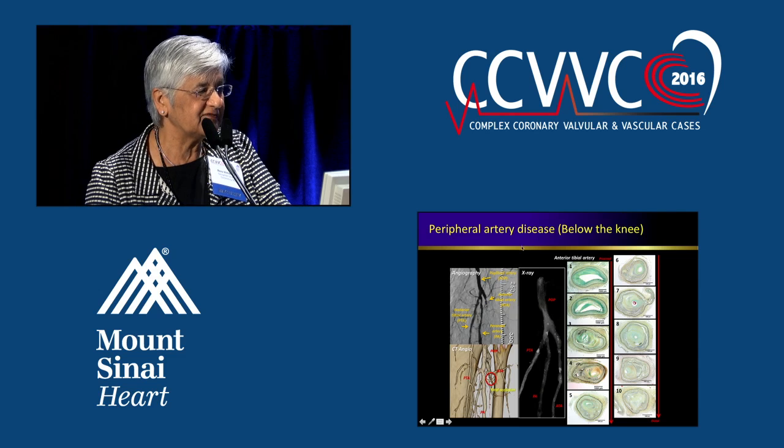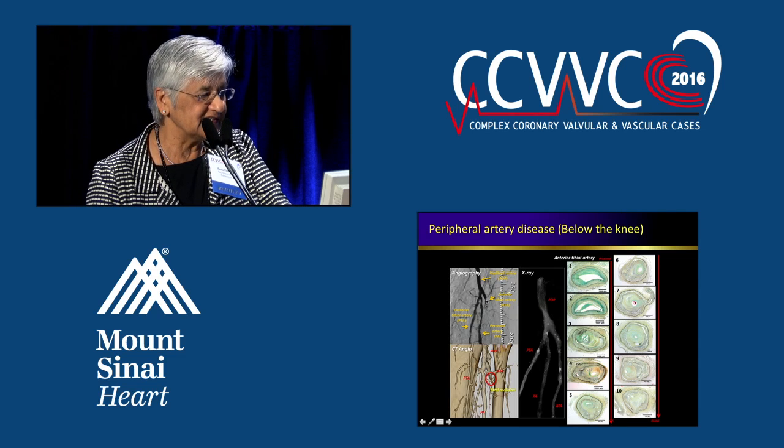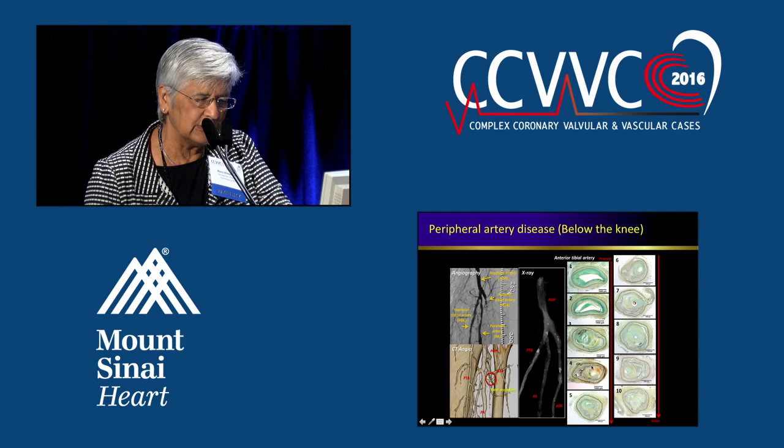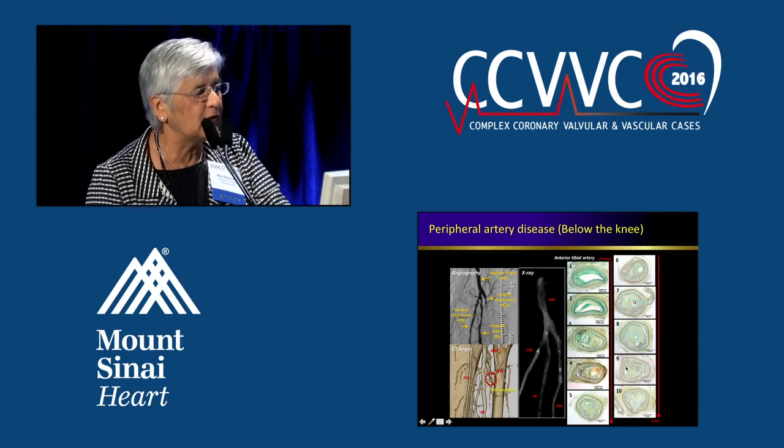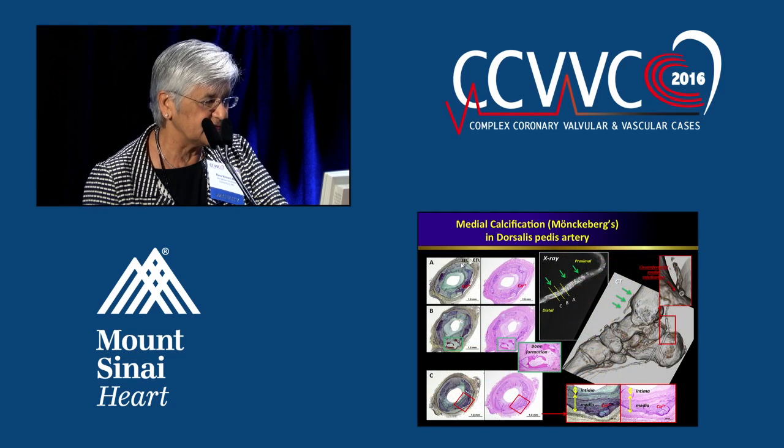This is to show peripheral artery disease below the knee. You can see total occlusion here. This is by CT, this is by angio, this is histology. You can see this is a long total occlusion. And these are negatively remodeled and difficult to open. I believe these are very tough to treat.